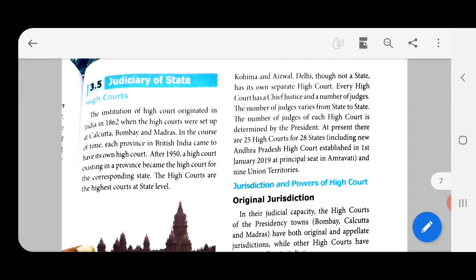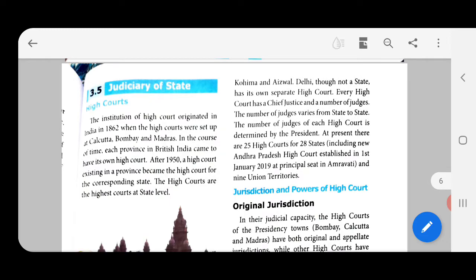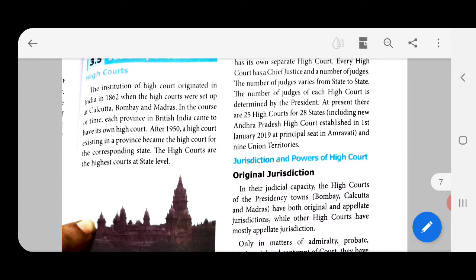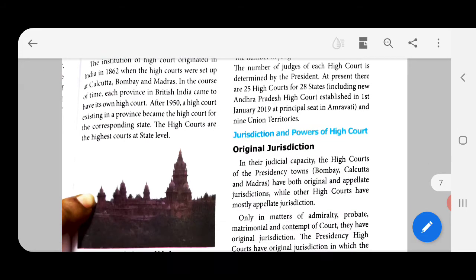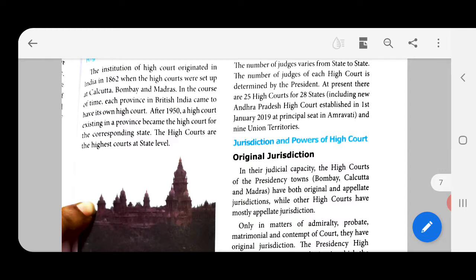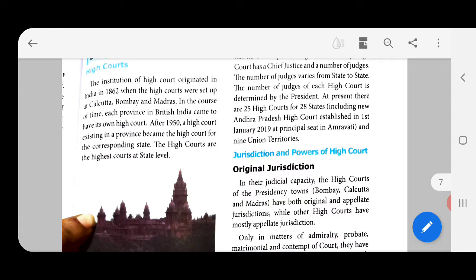Judiciary of state. We know this fact, judicial means relating to judgment, laws, that is court procedures. High Court. The institution of High Court originated in India in 1862 when the High Courts were set up at Calcutta, Bombay and Madras. We know there are 2 courts that we often talk about, High Court and the Supreme Court, which is in Delhi.